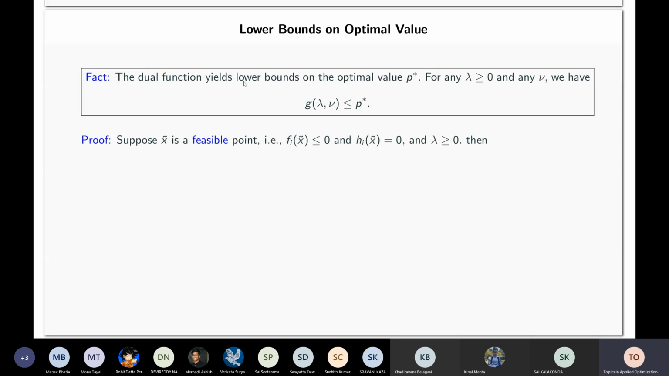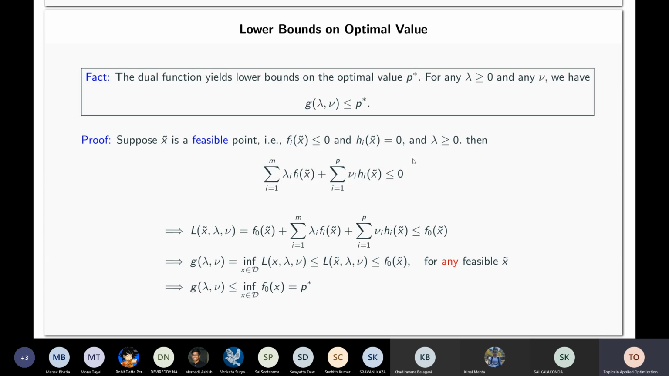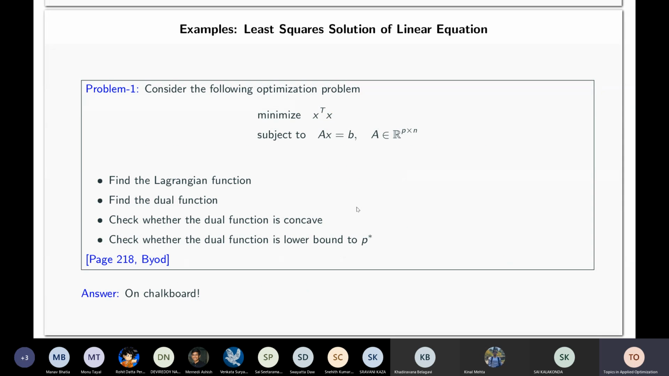Now the dual function yields a lower bound on the optimal value. This we have also seen before, for any lambda greater than or equal to 0 and any nu. This is always part of the formulation of the Lagrange multiplier. So what we have is g(lambda, nu) is less than or equal to p star, the primal optimal. This is something we have proved before. The dual function values are always less than or equal to the primal optimal value.